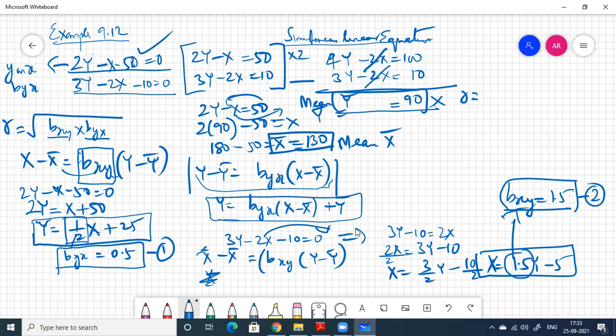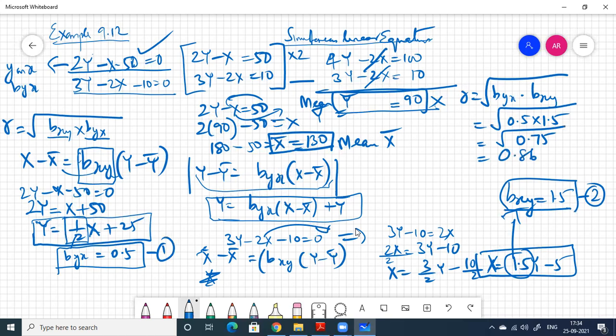Now what you can do: r is equal to root of b of yx into b of xy, because it is the geometric mean of both. So it is root of 0.5 into 1.5. 0.5 into 1.5 is 0.75. What is the root of 0.75? It is 0.866. So r is equal to 0.866.